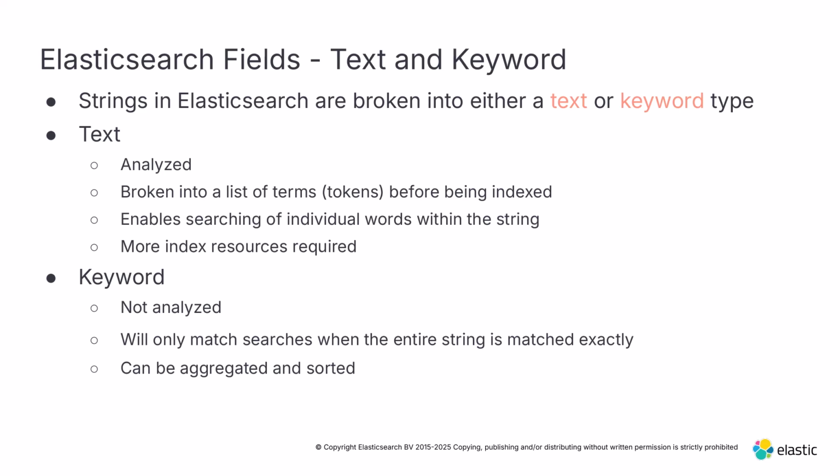Keyword fields remain not analyzed, indexing the entire field value as a single token. The original string stays intact, requiring exact, case-sensitive matches. These can be aggregated and sorted. Use text fields for free text search and keyword fields for exact matching.